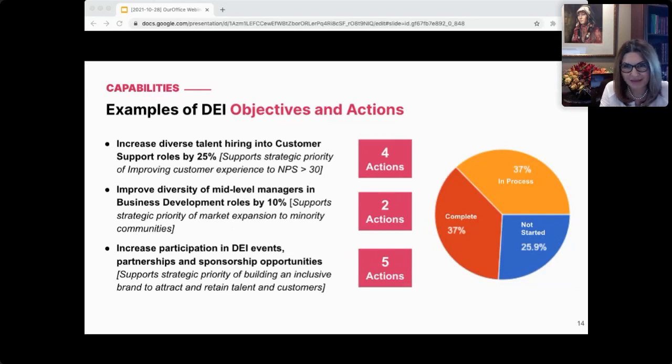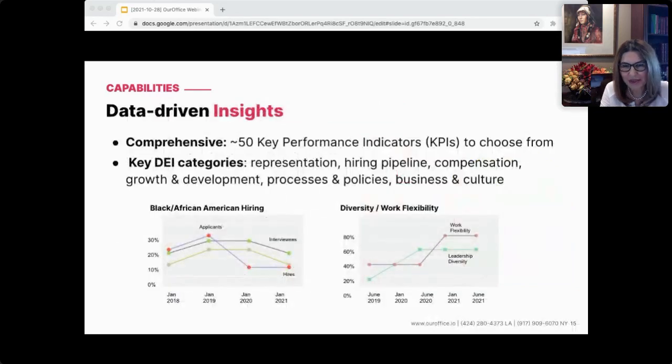Let's go to the second capability we talked about, data-driven insights. There are a lot of tools out there. There are some business intelligence tools, there are some human capital management systems you have, or applicant tracking systems. They all provide some level of analytics. What is really important here is that you look for a tool for DEI really to make an impact that has a comprehensive set of what we call key performance indicators, or KPIs.